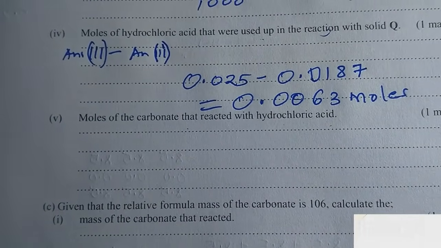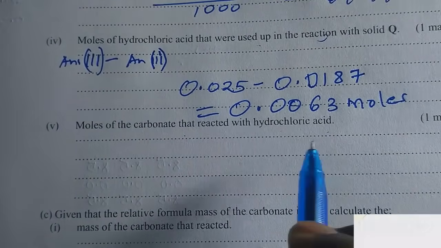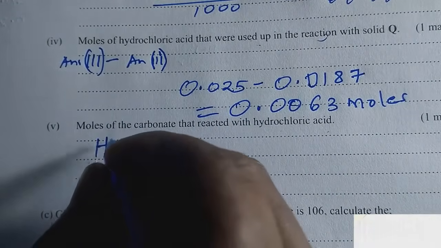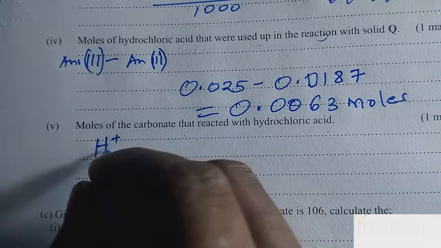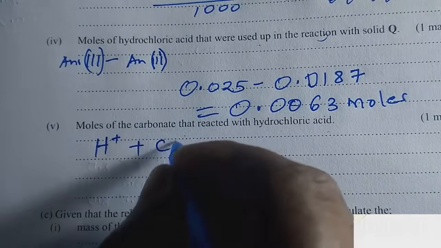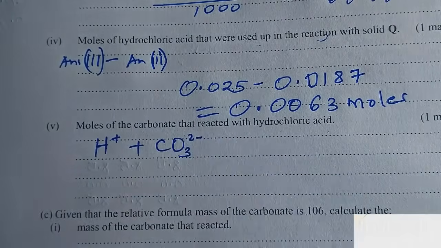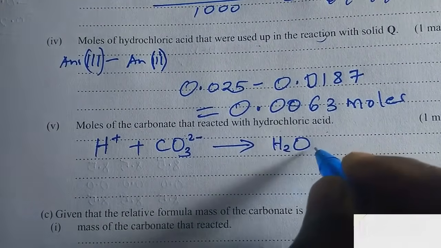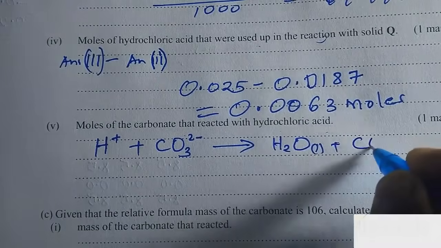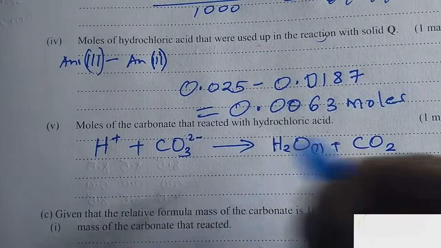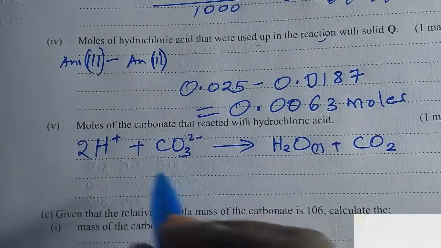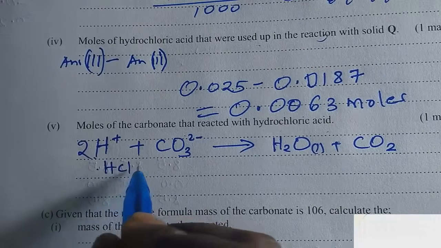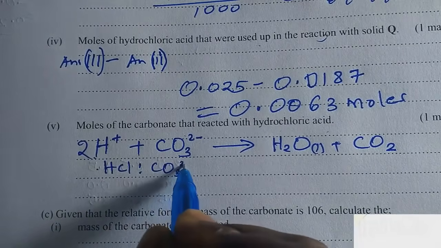When a carbonate reacts with an acid, this is the equation you need to know, the ionic equation. This is hydrogen ions in the acid plus the carbonate. It forms water plus CO2. So when you balance this equation, you find that the ratio for the HCl and the carbonate is 2 to 1 from this equation.